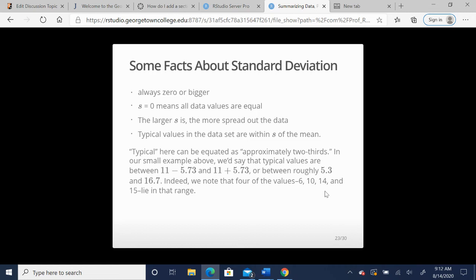For our little example we just calculated, we'd say that typical values in this set would be between 11 minus the standard deviation and 11 plus the standard deviation. So somewhere between 5.3 and 16.7. We note that 4 of the values, 6, 10, 14, and 15, are in that range. So about 2/3 we're going to see fall between 1 plus and 1 minus standard deviation of the mean.